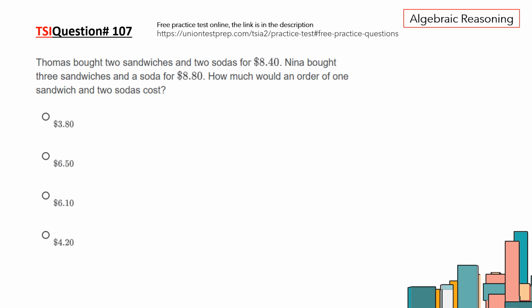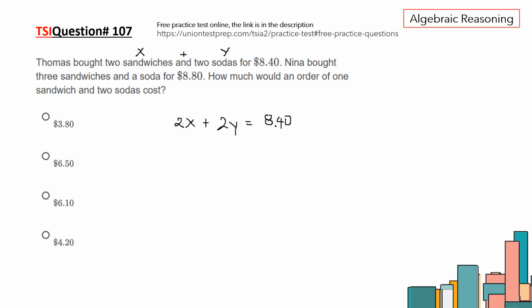The first sentence will give you a hint of the first equation. So we have 2 sandwiches. Let's call the cost of a sandwich x, and the cost of a soda y. The first sentence says 2 sandwiches, so 2x, plus 2 sodas, 2y, equals $8.40.